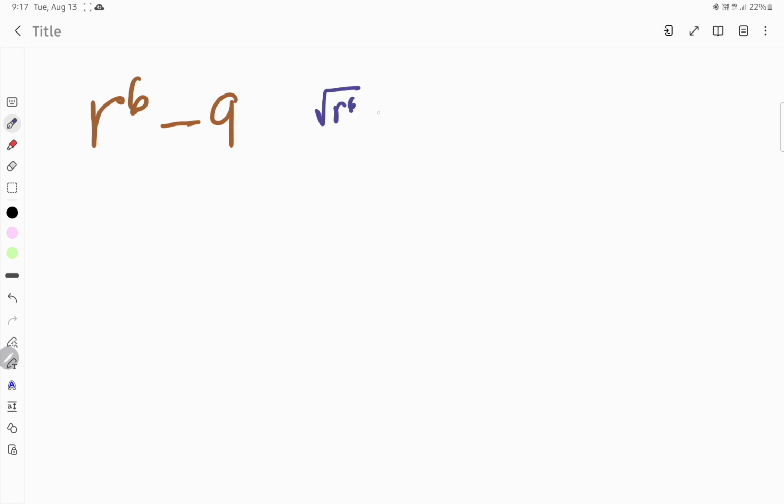What's the square root of r to the 6? This part should be happening in your brain. So that will be r cubed. And then the square root of 9 will be 3. Now, working on the factor, once again, you create two grouping symbols.